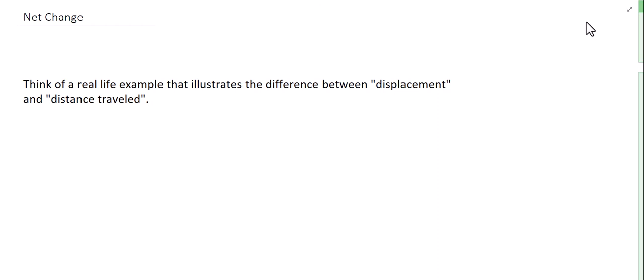So the first thing that I want you to do is think of a real life example that illustrates the difference between displacement and distance traveled. So go ahead and pause and think of what does that mean? What does displacement mean versus distance traveled? And then when you're ready, unpause and then I'll show you my example.